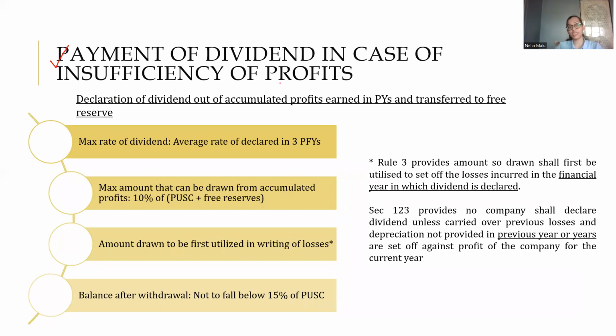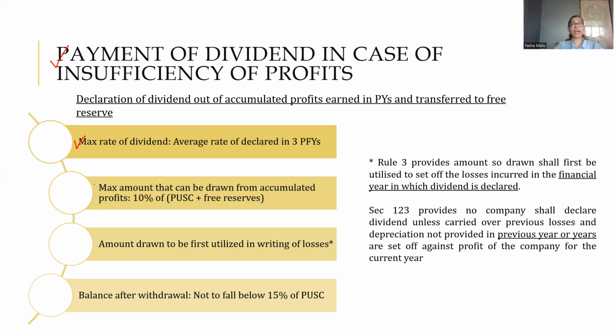So, in case of payment of dividend when there is insufficiency of profit, the dividend can be declared out of accumulated profit earned in previous years and transferred to the free reserves. However, there are certain conditions to be complied with, of which the first is that the maximum rate of dividend that a company can declare in case of insufficiency of profit cannot exceed the average of the rate of dividend declared in the preceding three financial years. For example, if the company has not declared any dividend in any of the three preceding financial years, then this particular condition does not come into the picture.